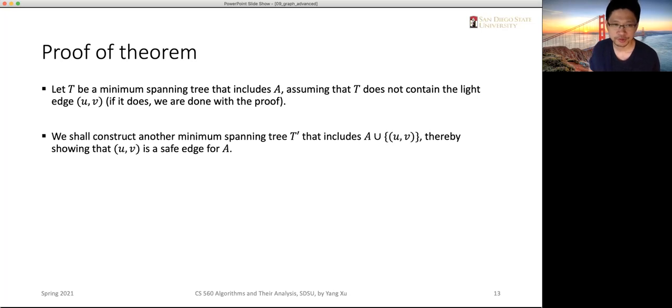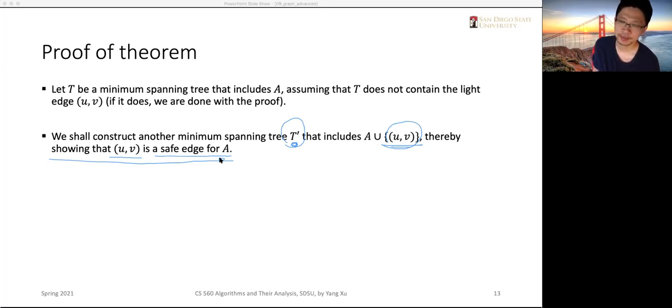So what we need to do is to construct another minimum spanning tree. Let's call it T prime, that includes A and also includes the light edge from u to v, okay? And by constructing such a minimum spanning tree T prime, we actually prove that (u, v) is a safe edge for A, okay? So that's something we want to do, right?